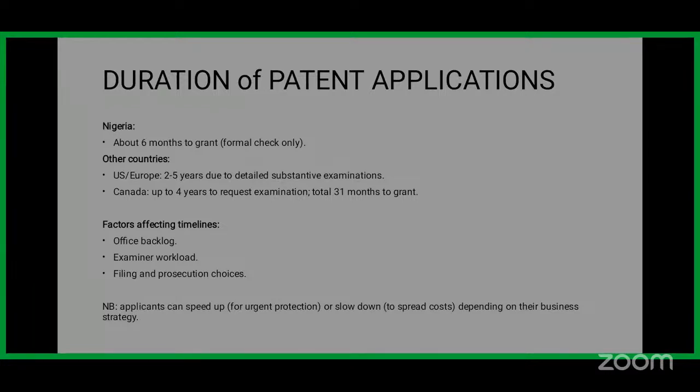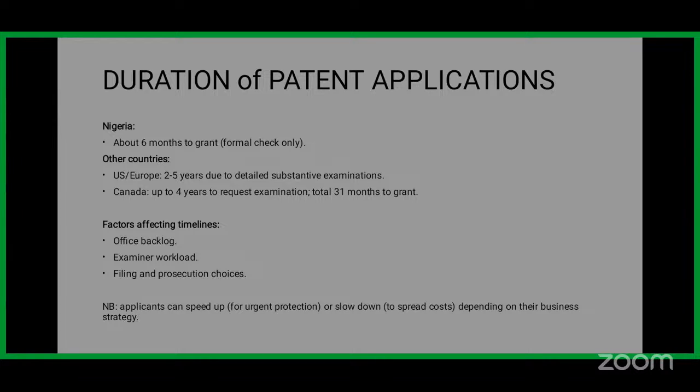So the duration of patent application in Nigeria, like I said, is 6 months. And the reason is that we do only formal examination, so it doesn't take much time. Then for other countries like the US and European countries, 2 to 5 years, and then Canada, up to 4 years. And the reason is that they carry out substantive examination, so that can take a lot of time.